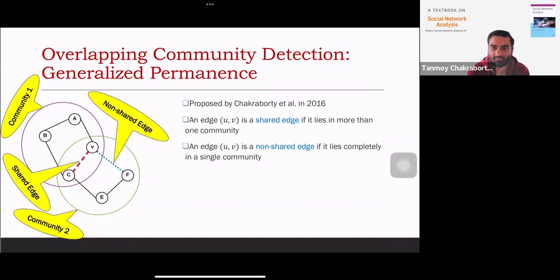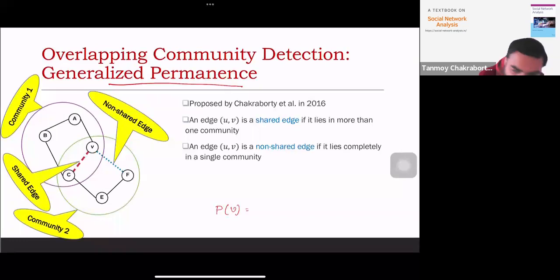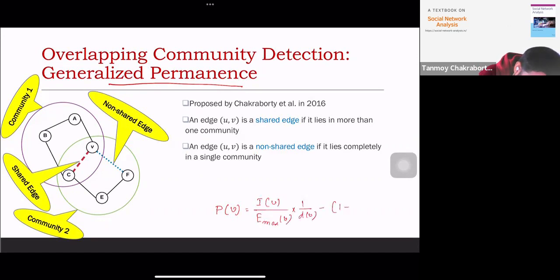Let's start with a new metric to define an overlapping community, called generalized permanence. The permanence metric we have discussed earlier for disjoint community, and I hope you remember the formula. It was the permanence of a particular vertex V, a local community-centric metric, because you can measure permanence for every vertex. It was the internal degree of V divided by Emax of V, normalized by 1 over the degree of V, times 1 minus the internal clustering coefficient of V, right?